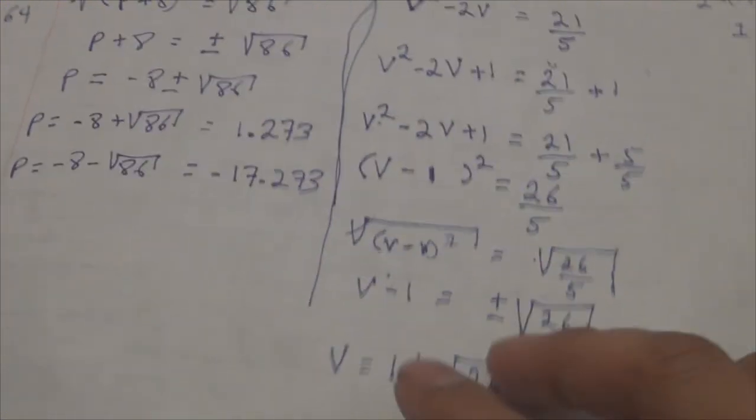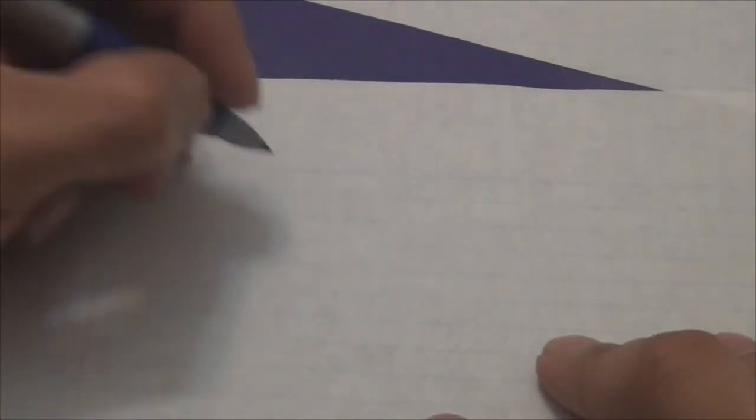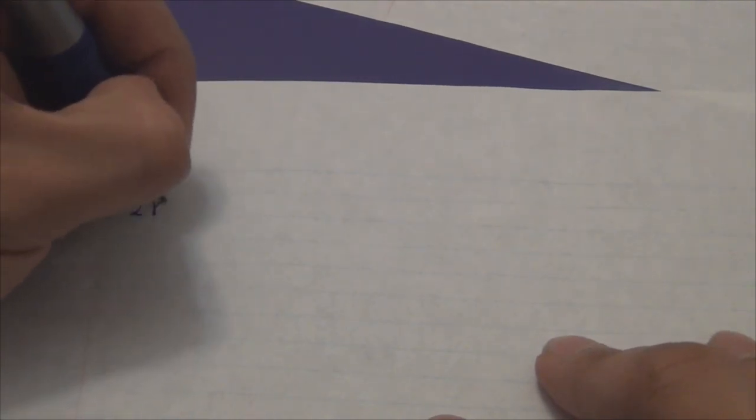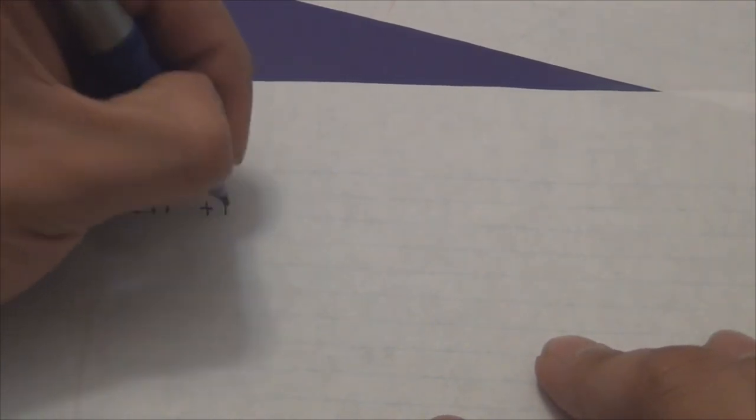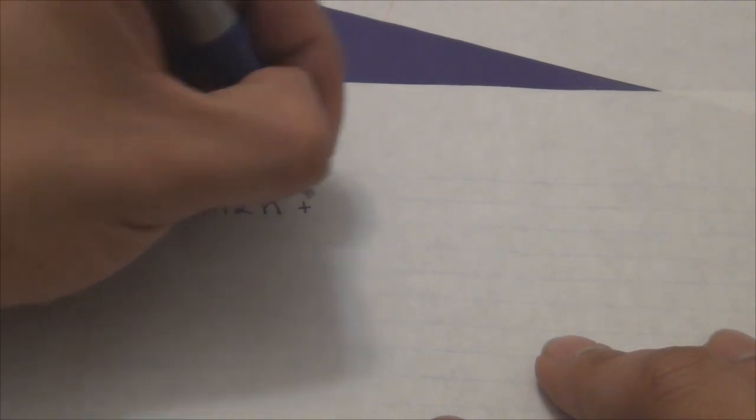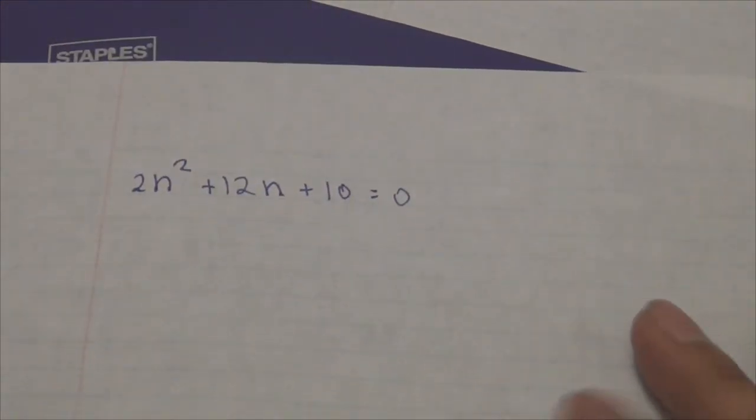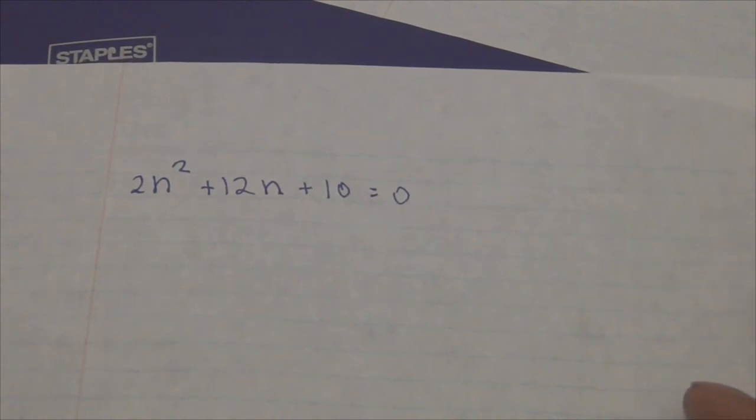You want me to do one more problem? Not a problem. I'll do one more. Let's try this for fun. This one is not so bad. 2n squared plus 12n plus 10 equaling to 0. All right. So this one, you try it, pause it, try it, find the solutions, and then we are going to confirm that you got the right answer.